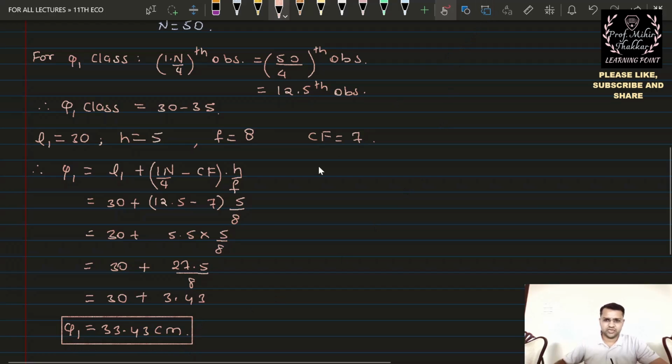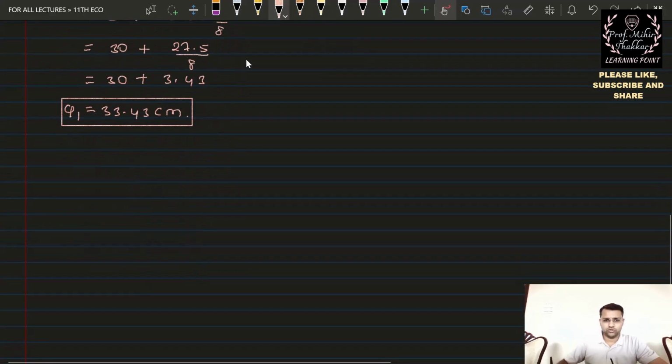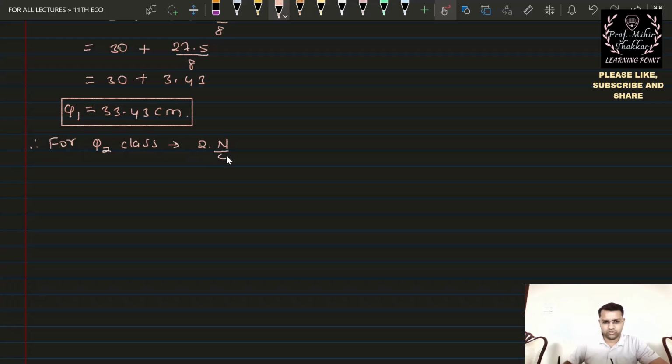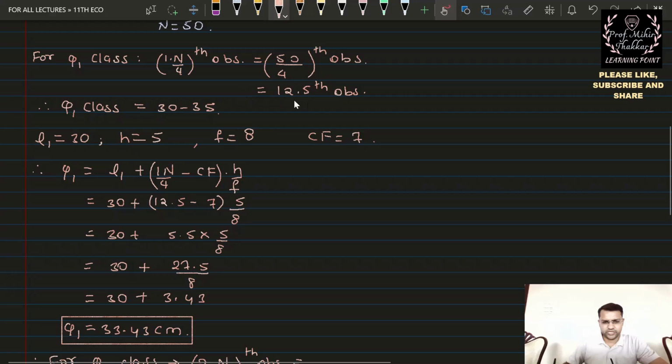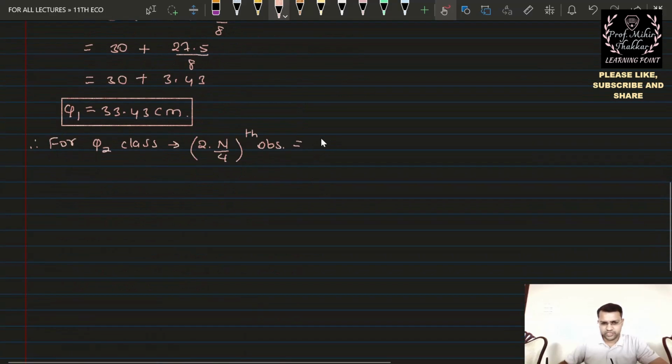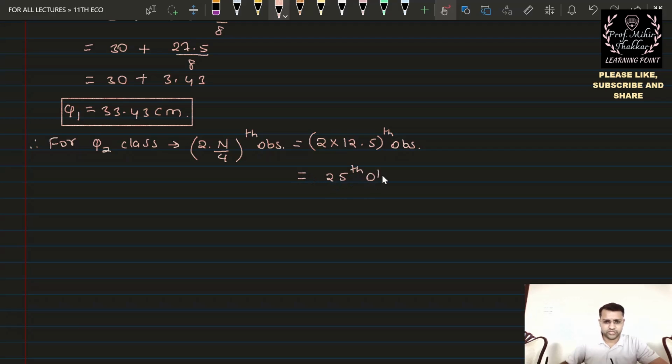Now in the same manner, when I want to find the value of Q2, I have to first of all find the value of the Q2 class. So I will say over here, for the Q2 class, I can say it is 2 into n upon 4th observation. So my friends, n by 4 you already have calculated as 12.5. So when you multiply 2 into 12.5th observation, you will get the answer as 25th observation.